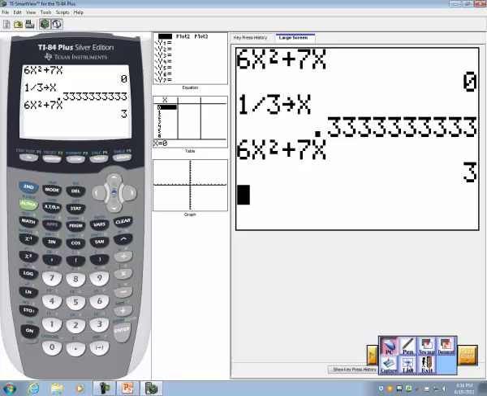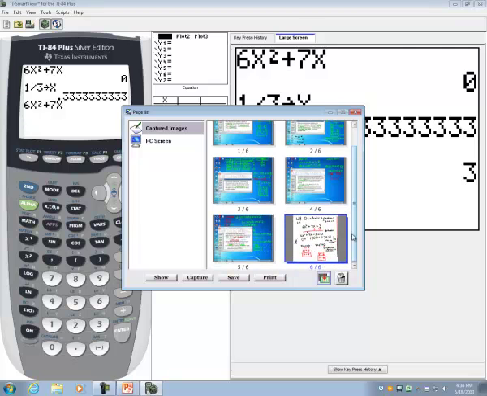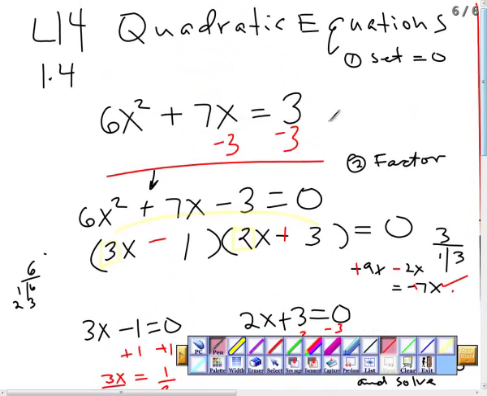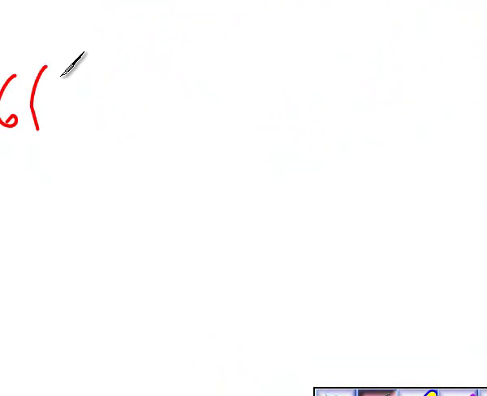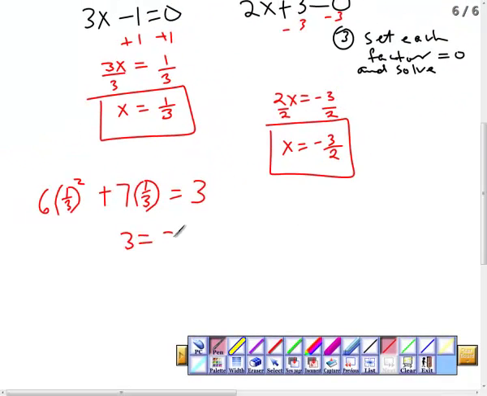Okay, because our original equation, if we went all the way back up to here, is 3. So basically, when we substitute the 1/3 in, 6 times 1/3, parentheses squared, plus 7 times 1/3 equals 3. We get 3 equals 3. And it checks. Okay?